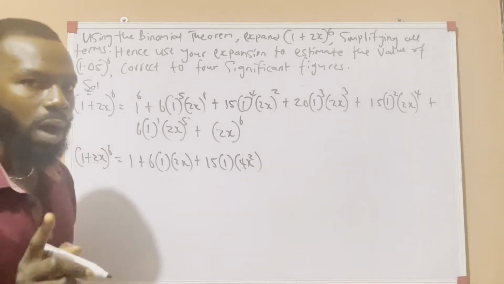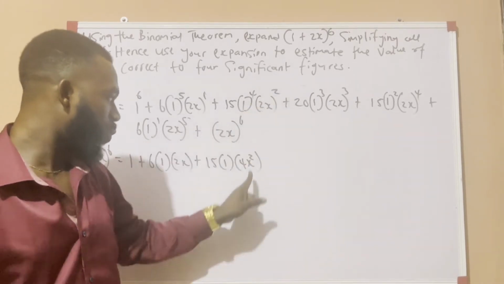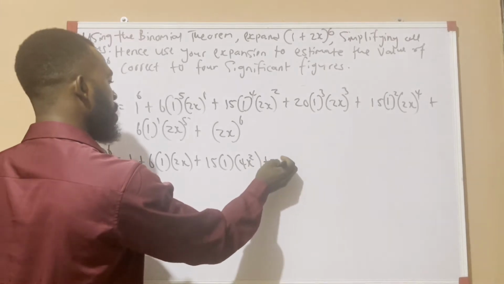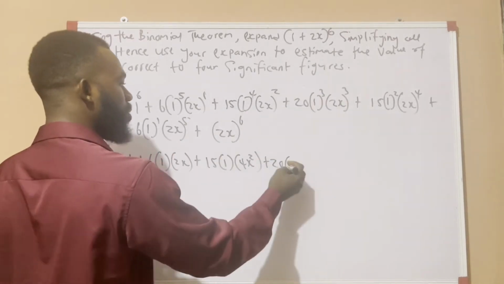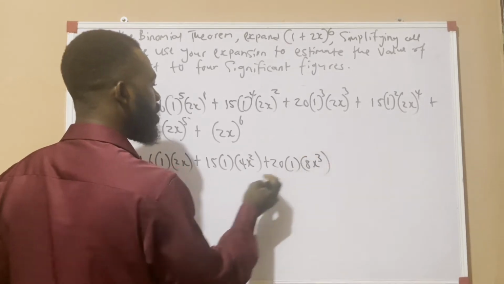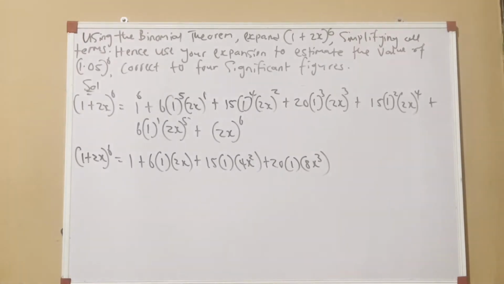Now, I know you'll be wondering how I got 4. Now, 2 raised to the power 2 is 2 times 2. That's 4. And x raised to the power 2 also is x raised to the power 2. Good. Plus 20 into bracket. 1 raised to the power 3 also gives us 1, but here becomes 8x raised to the power 3. And now is that possible? 2 raised to the power 3 means 2 times 2 times 2, and that gives us what? 8. So now let's proceed.